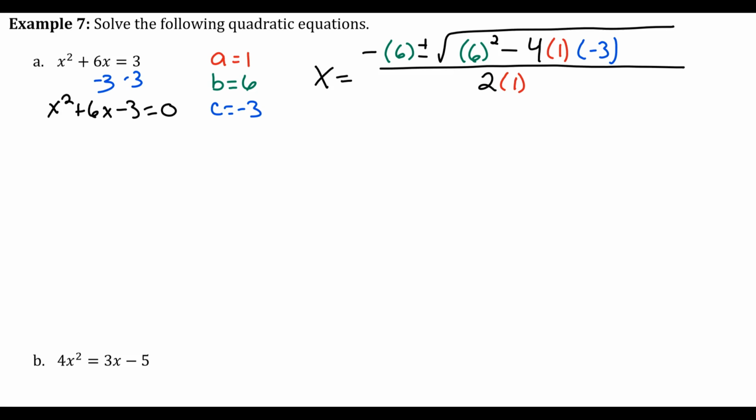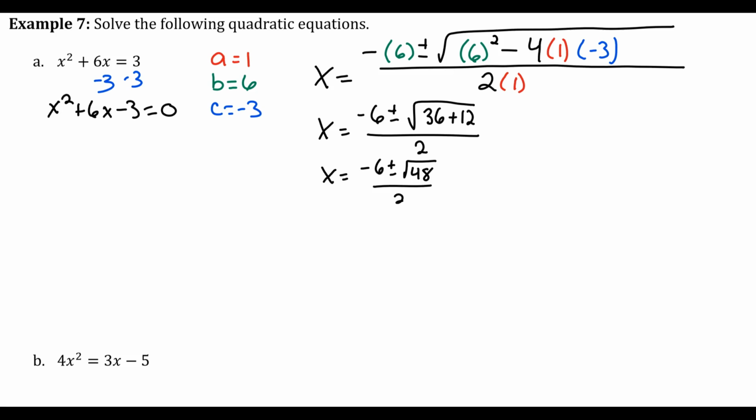So now I'm going to start simplifying. The negative 6, there's not much I can simplify, so I'm just going to leave it negative 6 plus or minus. 6 squared is 36. A negative 4 times 1 is negative 4, times a negative 3 is going to give me a positive 12. Now take the square root of that. 2 times 1 is 2. So I keep simplifying. Underneath that radical, I get the square root of 48.